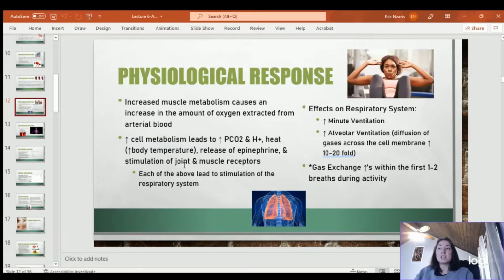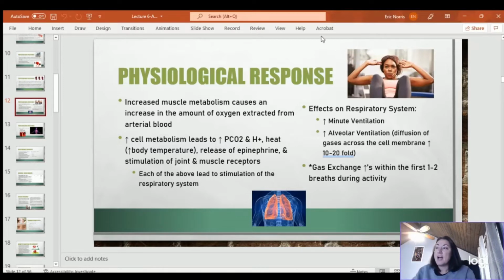All of these lead to stimulation of the respiratory system, which increases your respiratory rate and how much oxygen is available for these systems. So your ventilation is increased, how much you are breathing per minute, and then your alveolar ventilation, so that's how much gas is exchanged at a cellular level. Diffusion of the gases across the cell membrane increases. So not only are you breathing more, bringing more oxygen in, more oxygen is being absorbed by the tissues on a cellular level as well.